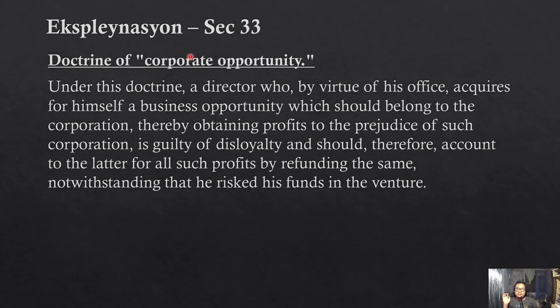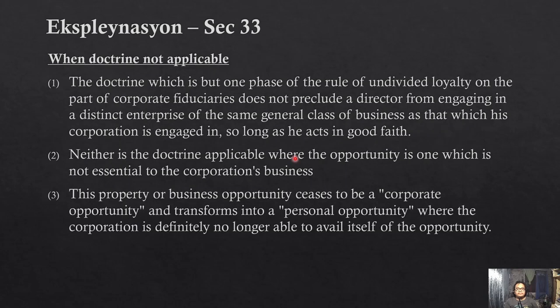In-snatch mo. So, that is a lost profit for Wholesim. So, because of that, yung na-obtain mong profit dyan, that prejudices the corporation, that is a sign of disloyalty. And therefore, you need to account for that and refund that lost profit to Wholesim. Inagawan mo ng opportunity eh. Director ka. Inabuso mo yung pagiging director mo. Nung nalaman mo may ka-negotiation pala, in-snatch mo. Yun. However, there are instances where the doctrine is not applied.